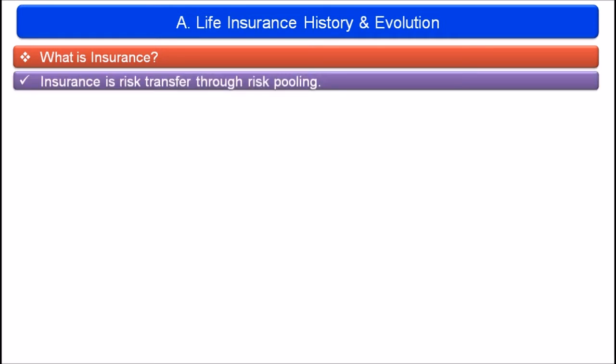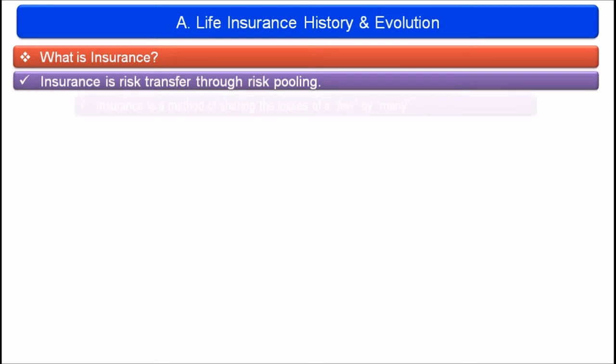Dear friends, life insurance history and evolution. What is insurance? This is very important. In all exams it is asked. Right friends, insurance is risk transfer through risk pooling. Just remember what is risk transfer and risk pooling. I will explain in the next slides. So just remember that insurance is a risk transfer through risk pooling.